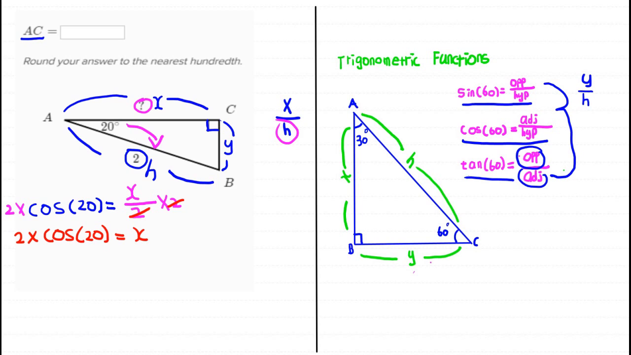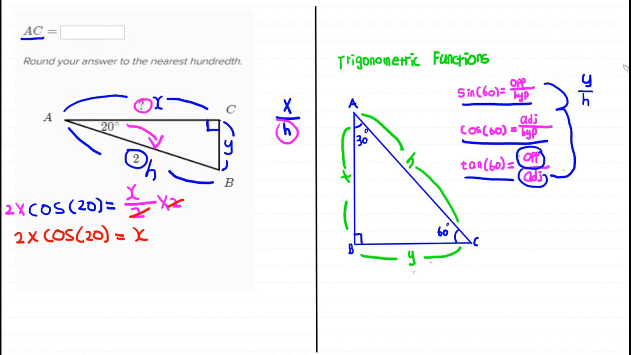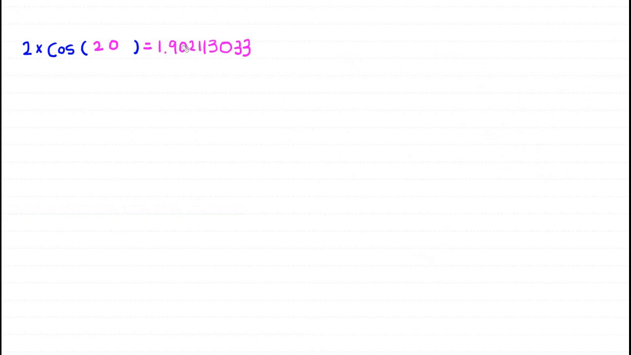And I already calculated 2 times cosine of 20, and it is 1.902113033. And if you look at the question carefully, it says round your answer to the nearest hundredths place. So that means we need to round it to the nearest hundredths place. This is the hundredths place and this is the thousandths place, and it will give us 1.90 or just 1.9.